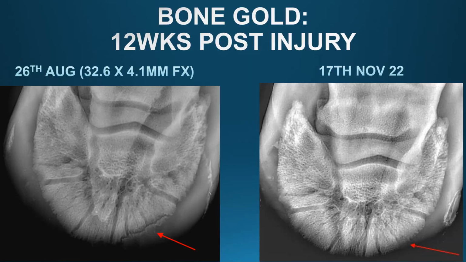You can see here we have a 32 millimeter by 4 millimeter type 4 P3 fracture at 12 weeks post-injury. We come across a lot of these. They present with diffuse intermittent solar margin pain and are often undiagnosed. These fractures are a common cause of poor performance in racing. Type 4 fractures have an anticipated 9 to 12 months expected recovery period. However, in this case and multiple other cases, we were able to return the horse to work at 12 weeks.